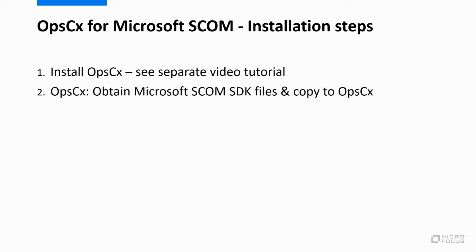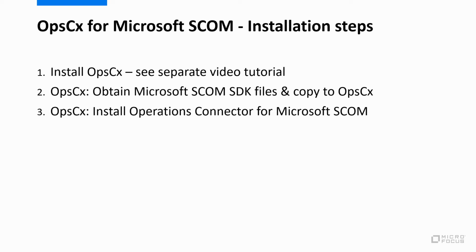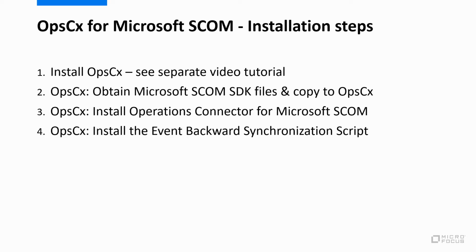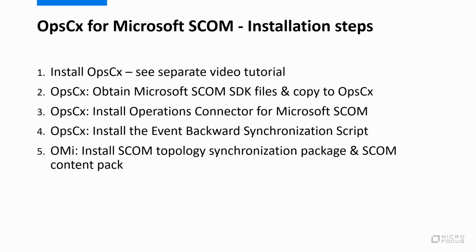Second, as the SCOM connector uses SCOM APIs, you need to obtain SCOM SDK files and copy them to your Operations Connector system on which you install the SCOM connector. Then copy the event backward synchronization script delivered by the SCOM connector into the correct Operations Connector directory. As the last installation step, upload the SCOM topology synchronization package and SCOM content pack to your OMI system.